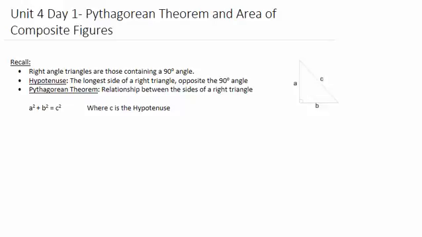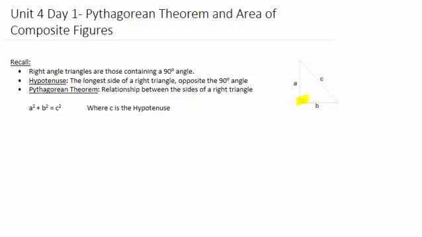Today's lesson, Unit 4, Day 1, is the Pythagorean theorem and area of composite figures. So to start, we need to remember a few things. Firstly, we need to know that a right-angled triangle is a triangle that contains a 90-degree angle. So this is an example of a right triangle because of this 90-degree angle that is present.